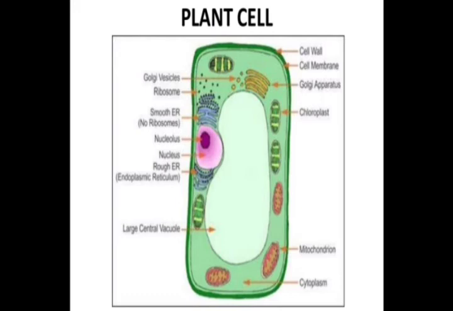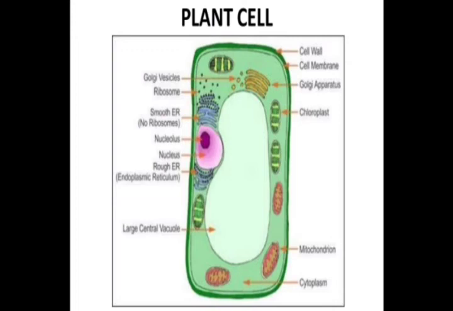In plant cell, endoplasmic reticulum is present, both rough and smooth. Large central vacuoles are present, Golgi apparatus is present. All these structures play a vital role in plant cell.